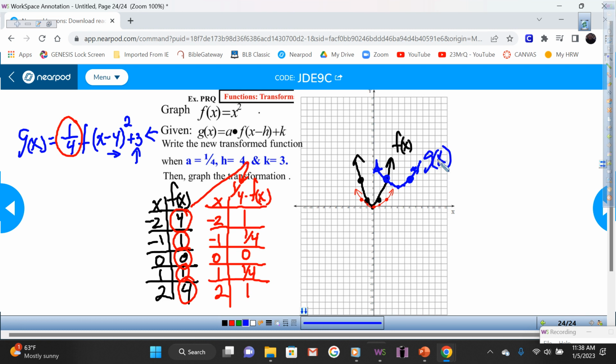So what's the only thing that's different with this one? That we have to do a table for the stretch or compress. That's all it is. Okay?